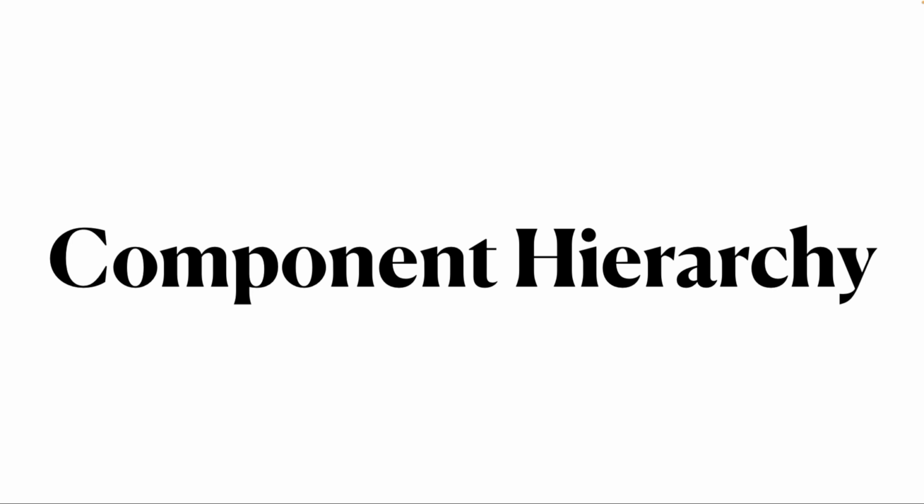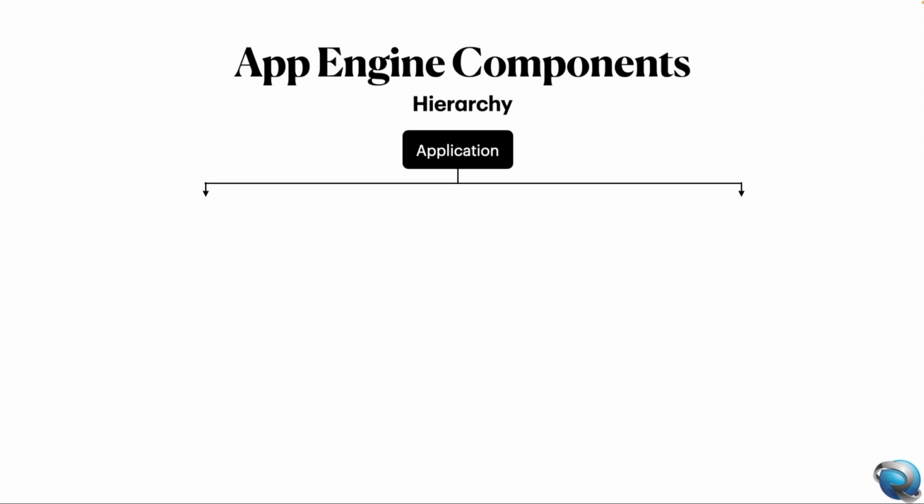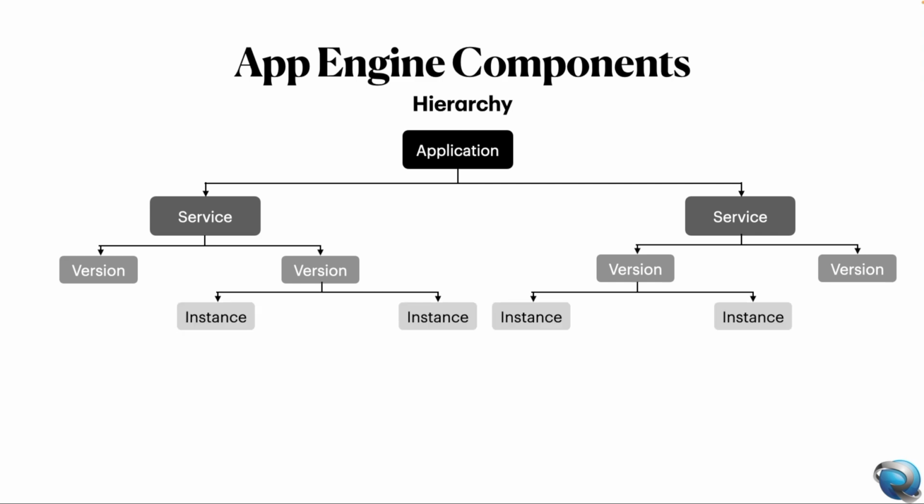Let's take a look at the component hierarchy. The components of an application. Your App Engine app is created under a Google Cloud project when you create an application resource. The App Engine application is a top-level container that includes service, version, and instance resources to make up your app. When you create an App Engine app, all your resources are created in the region that you choose, including your app code along with a collection of settings, credentials, and your app's metadata.